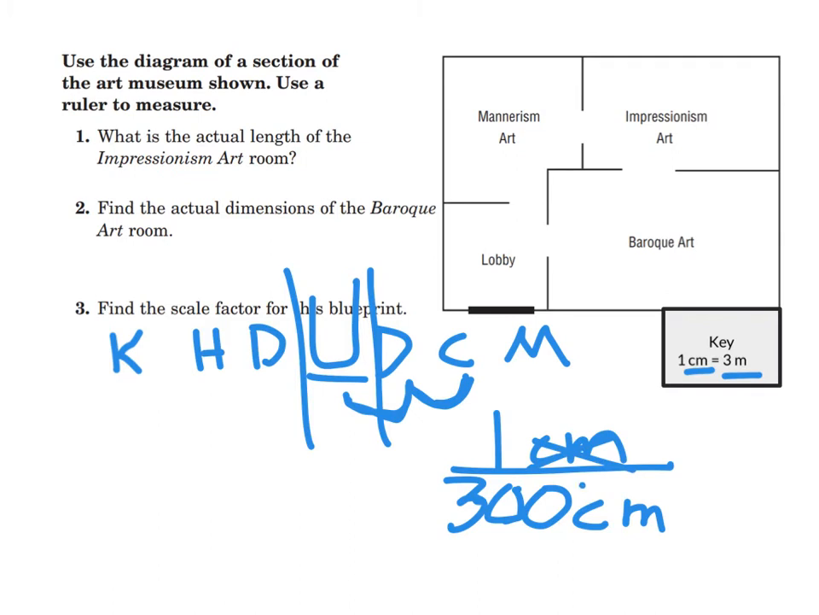Now these centimeters can drop off. It's simplified, and we have a scale factor of 1/300. That means if you would have known the actual measurement, you could have taken it times 1/300th, and it would have given you what it is on the changed picture of that measurement.